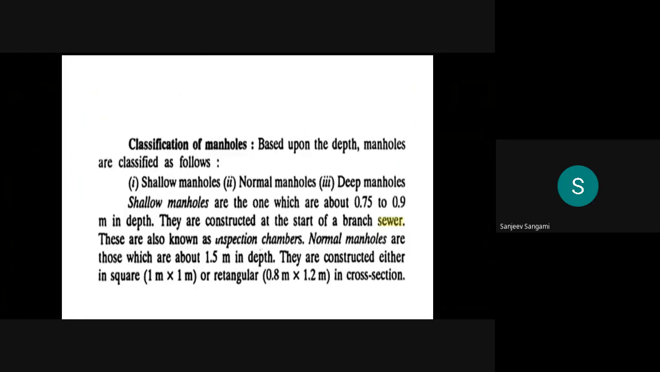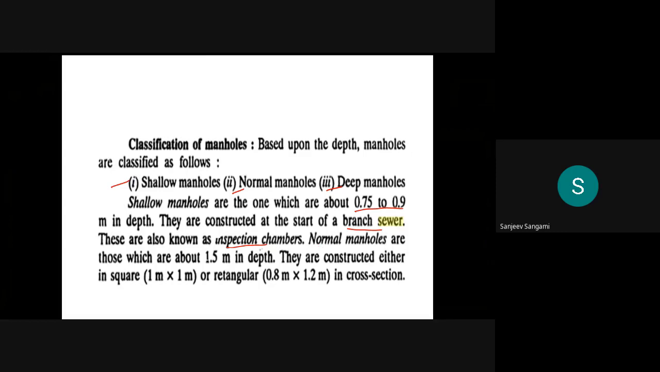I already discussed the classification of manholes. Based on depth, manholes are classified as shallow manholes, normal manholes, and deep manholes. A shallow manhole is 0.75 to 0.9 meter in depth. They are constructed at the start of the branch sewer. These are also known as inspection chambers, which we already know.